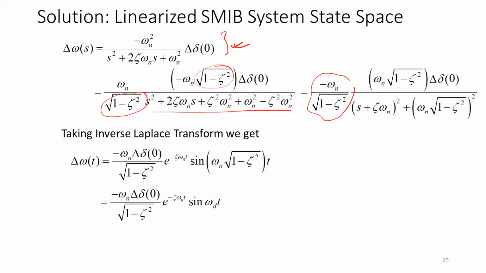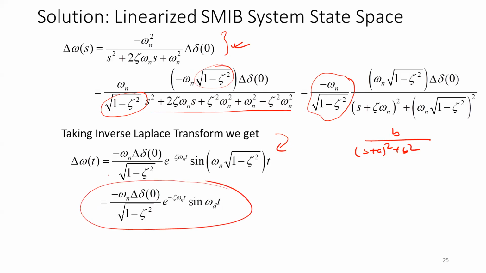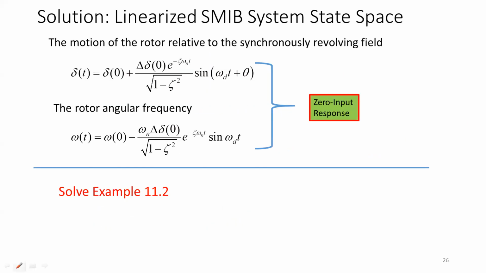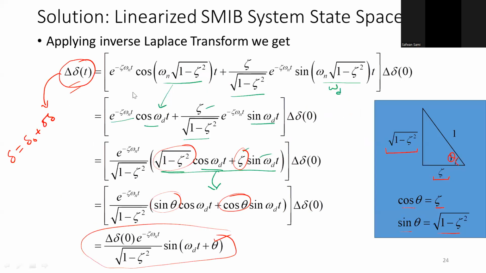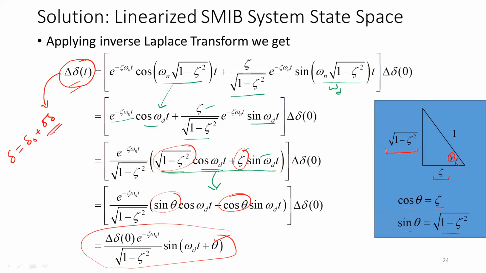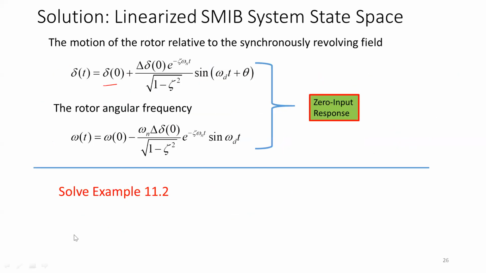So this is nothing but a constant. And this takes the form of b divided by s plus a square plus b square. You apply the inverse Laplace transform and you finally end up getting this formula. So I believe this should be very simple. Now, as I was saying, if you recall, your delta t was del delta 0 plus del delta t. So this is the expression for your del delta t. So over here, instead of del delta t, you simply plug in this value, and you end up getting this expression.